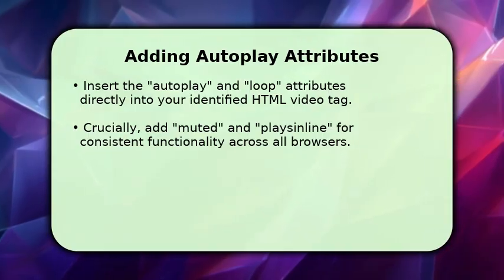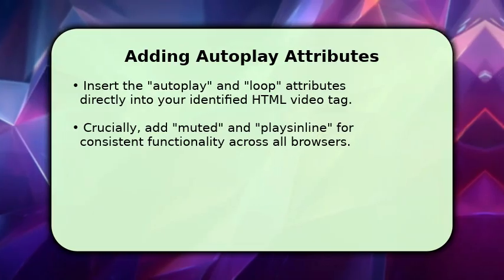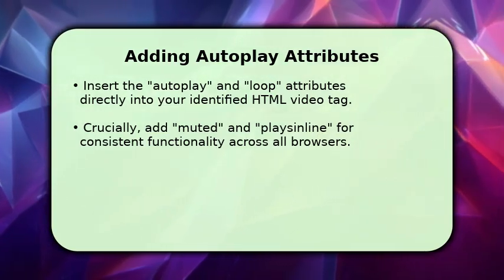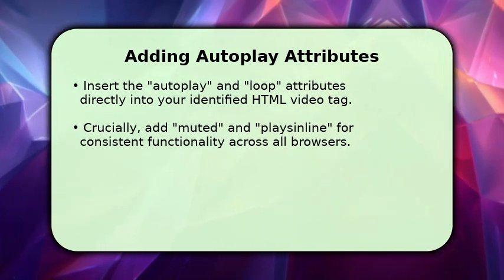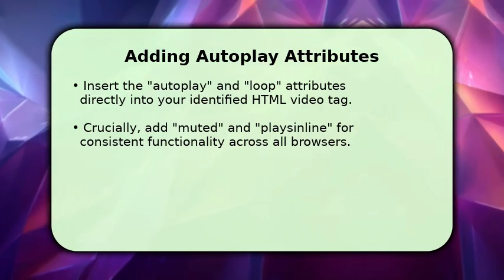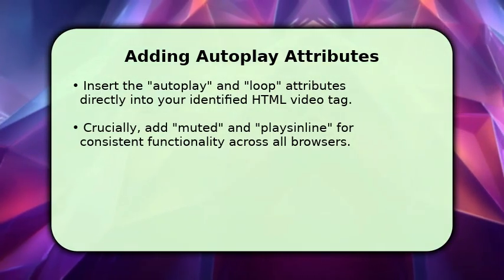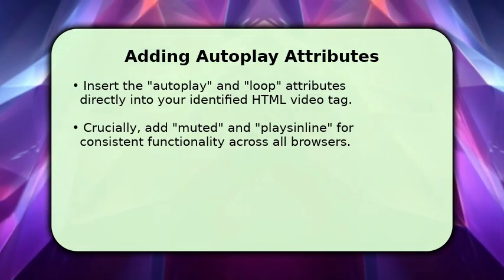Within your identified HTML video tag, you will add 4 essential attributes. First, include autoplay to enable automatic playback. Second, add loop if you want the video to repeat continuously. Third, and very important for browser compatibility, add muted to ensure the video plays without sound initially. Finally, include playsinline for proper display on mobile devices.